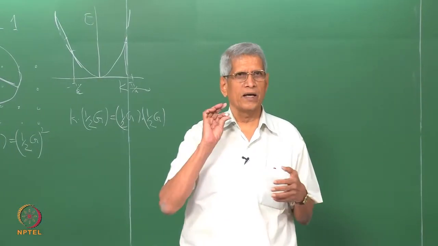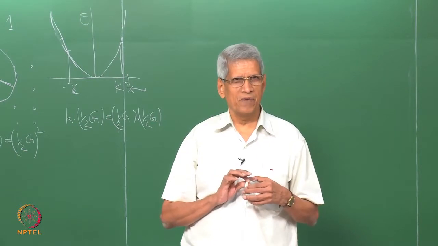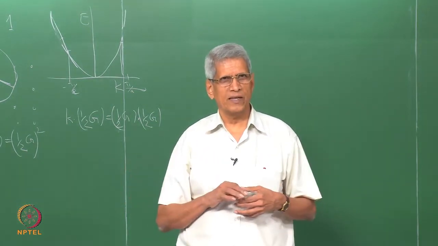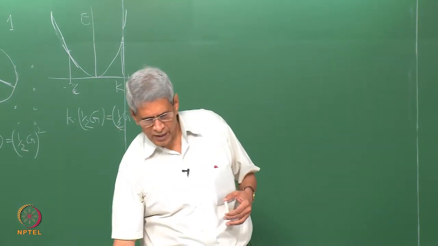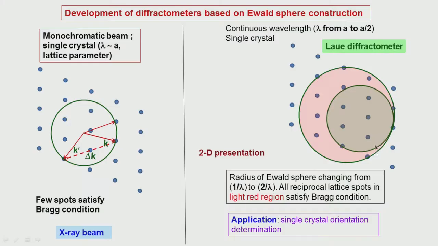So, if you put a continuous radiation where the wavelength is varied continuously, we will get a lot of diffraction spots, because the radius of the Ewald sphere is continuously changing, and because of it many reciprocal lattice spots will be touching. This is the basic principle on which the Laue diffractometer is constructed.